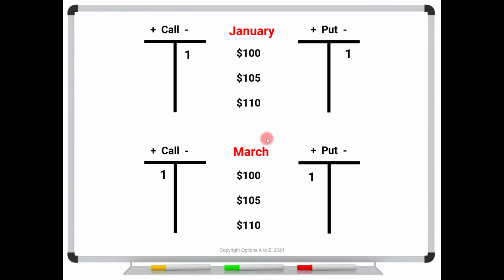So recall that a jelly roll is a synthetic long in 1 month and a synthetic short in another at the same strike. So let's put one on. Let's do a synthetic short for January. I'm going to sell one call here at the 100 strike, and I'm going to buy a 100 put over here at the same strike. And then we're going to couple that with a synthetic long down here in March. We're going to buy the 100 call, and we're going to sell the 100 put.